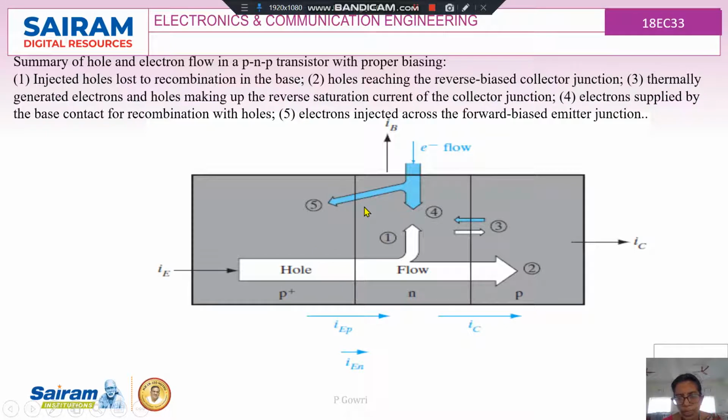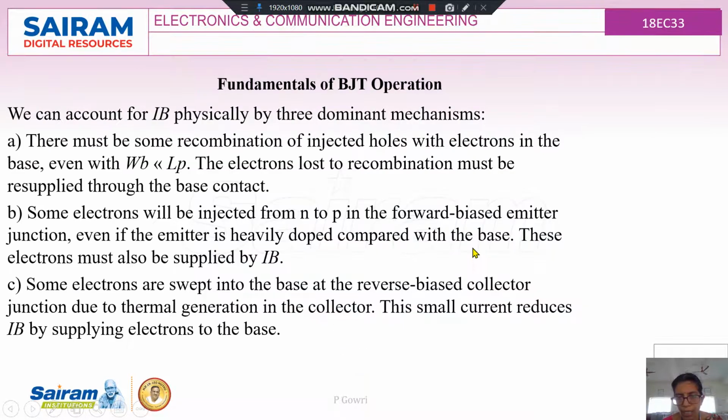So what is emitter injection efficiency? Emitter injection efficiency is nothing but, of the total current, how many holes are injected into the base region. That is called the emitter injection efficiency or emitter efficiency. That is, of the total holes, how many are injected. That is called the gamma value.